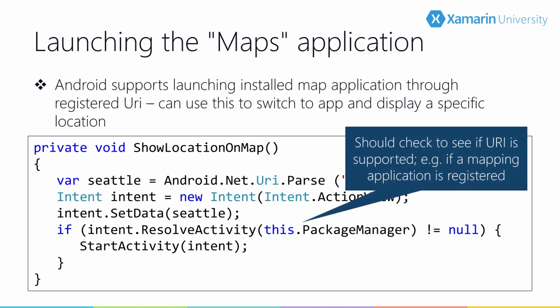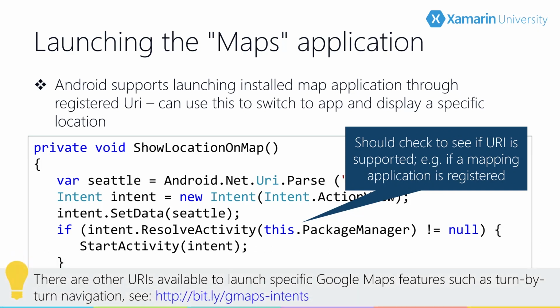One note on this approach, though: you must first verify that there is a registered application to handle this URI. This can be done through the resolve activity method on the intent. This will return true or false if there's a valid system registered activity that can process this URI. There are other URI formats available to launch Street View, map searching, and turn-by-turn directions as well.